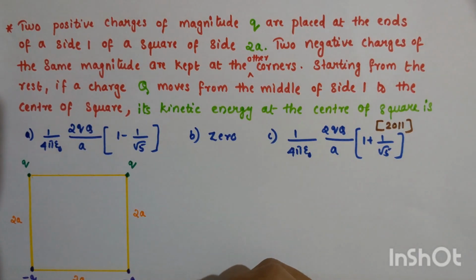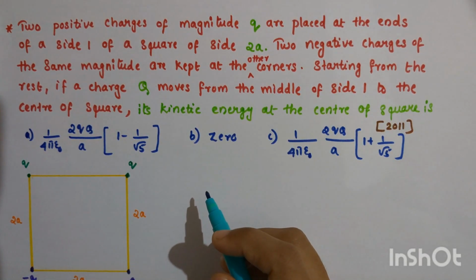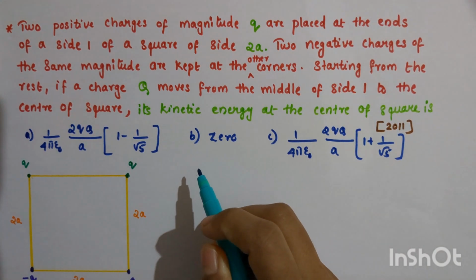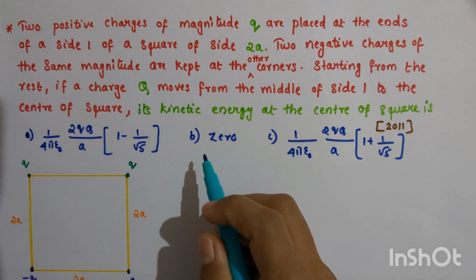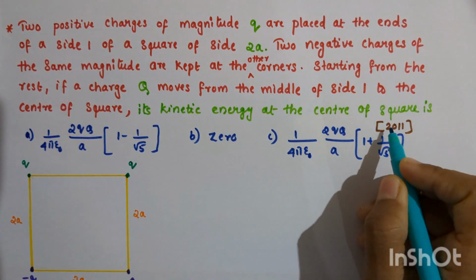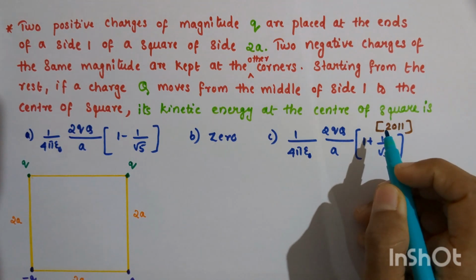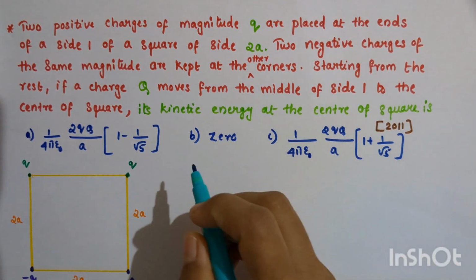Hello everyone. In this video, we are going to discuss one previous year JEE question asked from the chapter Electrostatic Potential and Capacitance of class 12 physics. This question was actually asked in the year 2011. You will get all other questions from the playlist of this channel. So let us see the question.